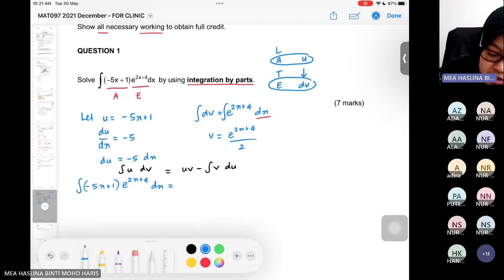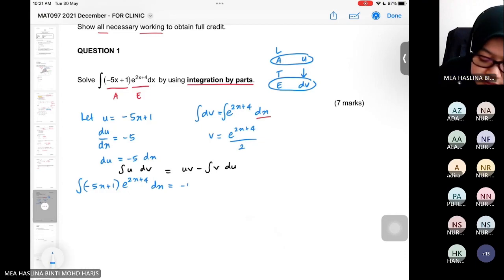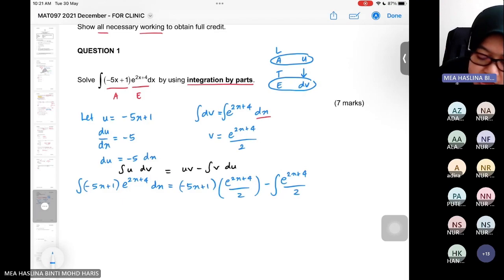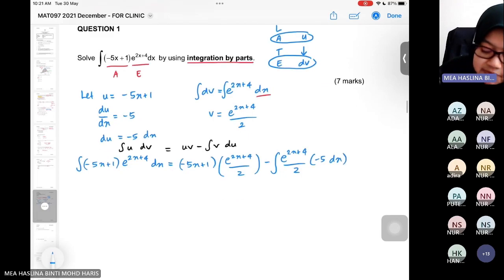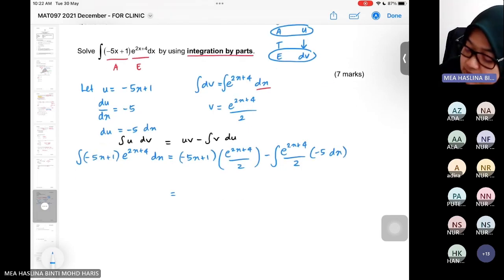So you will copy the u and v that you have identified earlier. U is -5x plus 1, v is e to the power of 2x plus 4 over 2, minus the integral of v, which is e to the power of 2x plus 4 over 2, du is -5 dx. Here you will write 1 over 2, a proper way maybe to put -1 over 2 there, -5x plus 1, and then e to the power of 2x plus 4.